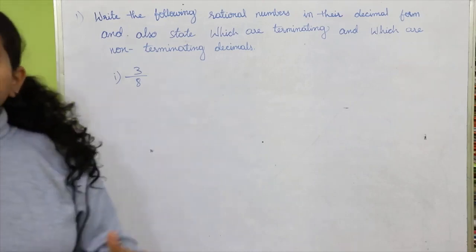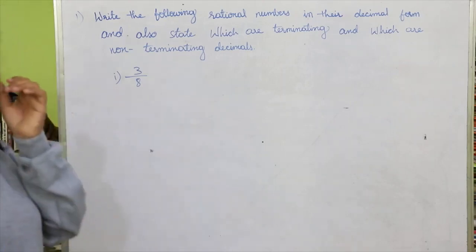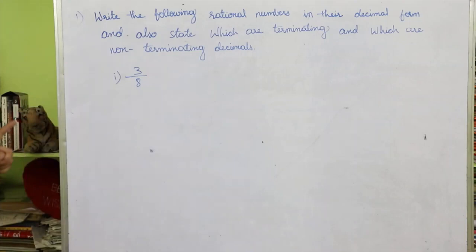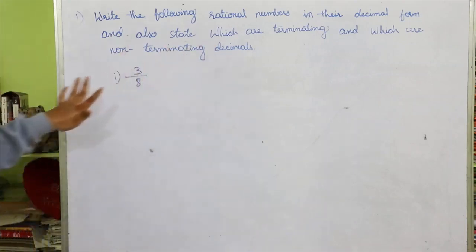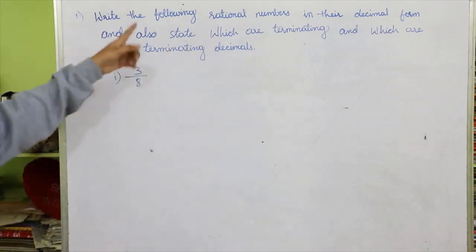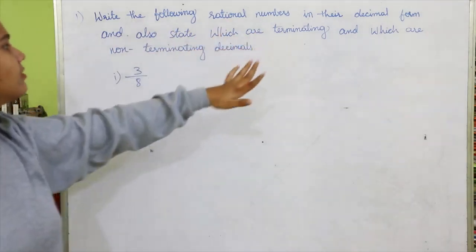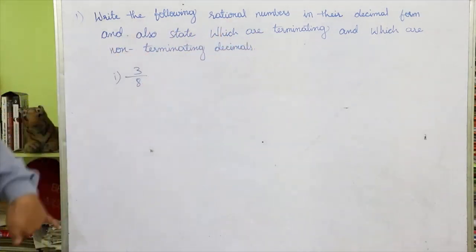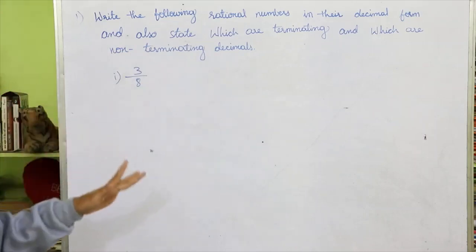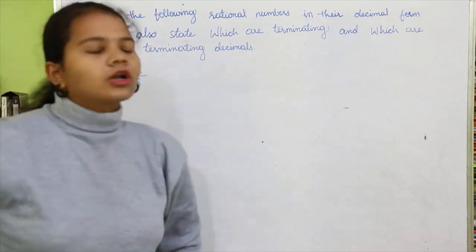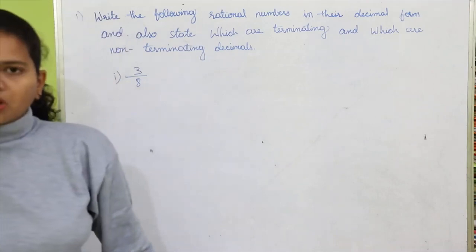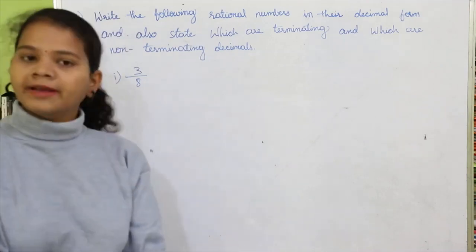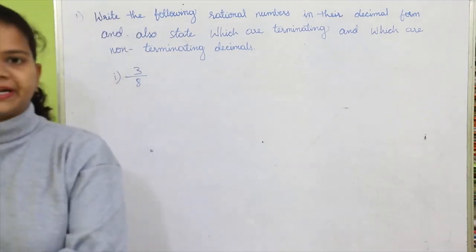I'm back and let's start with exercise 1.3 in the first lesson. Here you have terminating and non-terminating decimals. Coming back to here, write the following rational numbers in their decimal form and also state which are terminating and which are non-terminating decimals. So let's learn what terminating decimal and non-terminating decimal mean.